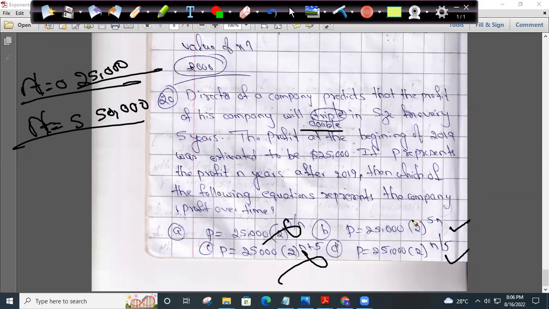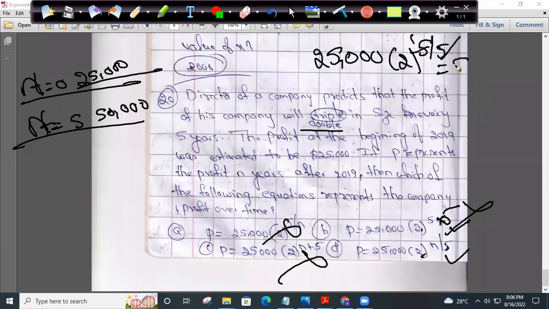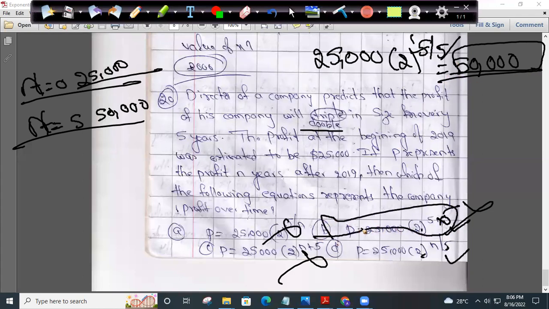Now put n equal to 5, I should get 50,000. In one option I don't get 50,000. When I put n equal to 5 in option D, 25,000 times 2 to the power 5 by 5, which is 25,000 times 2, which is 50,000. So the answer for this question should be B for Bangalore.